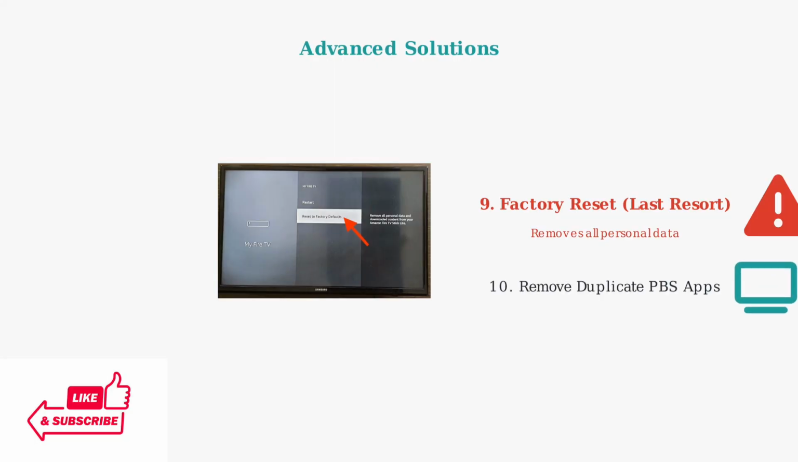For specific issues with PBS apps, if you have multiple PBS apps installed, remove all copies and reinstall only one. Duplicate apps can cause the content not owned error. Remember that Amazon is committed to providing software updates to existing Fire OS devices through 2029, ensuring continued functionality and security for your device.